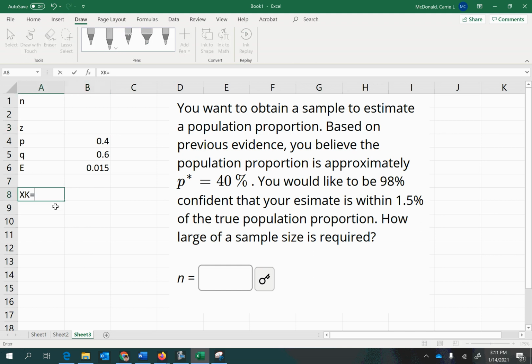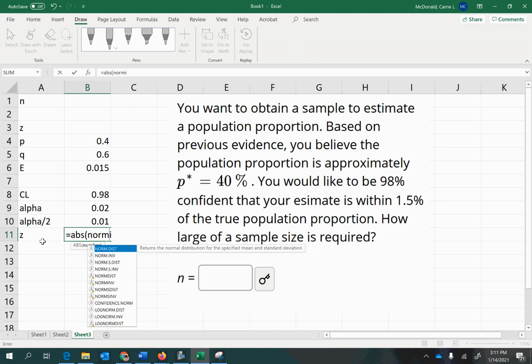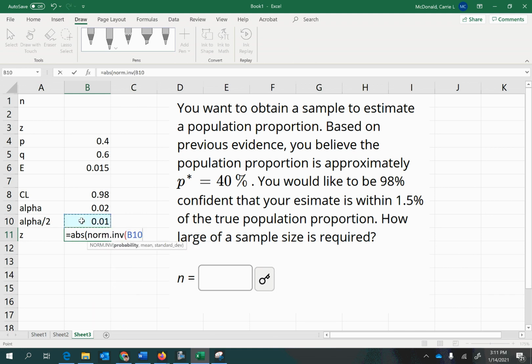The confidence level is 0.98. That means alpha, the significance level, is 1 minus 0.98, 0.02. And of course, half of that, which is the area in a single tail, is going to be 0.01. And we can use that to find our Z score, our critical value, which is the absolute value of norm dot inverse with a probability of 0.01 in the left tail, a mean of 0, and a standard deviation of 1. Double parenthesis, because I have two functions there. Press enter, and there you go.